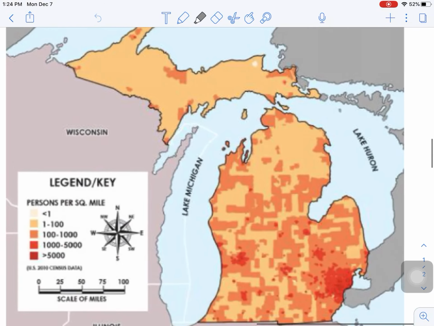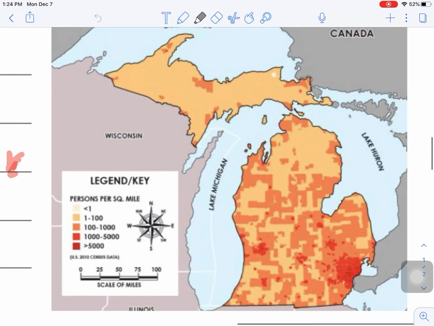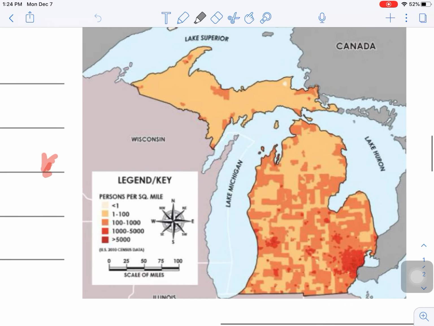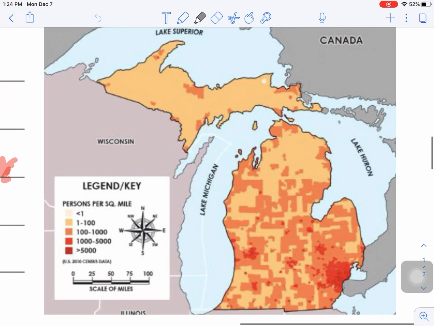Our last one here, this is an example of a population map. Oops, and I actually have the wrong title there. This is a population map, not a political map. This population map is going to show us the amount of people we have in a different area.